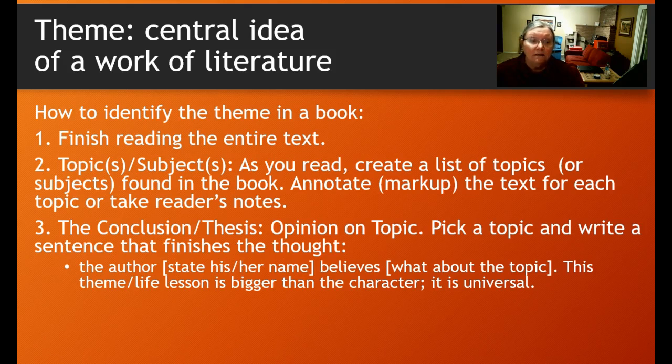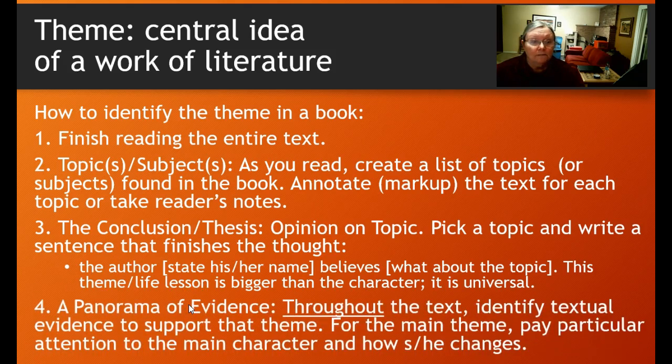This is a theme, a life lesson that's bigger than just the character in the book. It's universal, which means it can apply to a larger audience. Then there's the matter of reading the entire text, a panorama of evidence. Don't just look at part 1, or part 2, or part 3, but read the entire book to be able to identify the topic throughout the text and see how it changes.